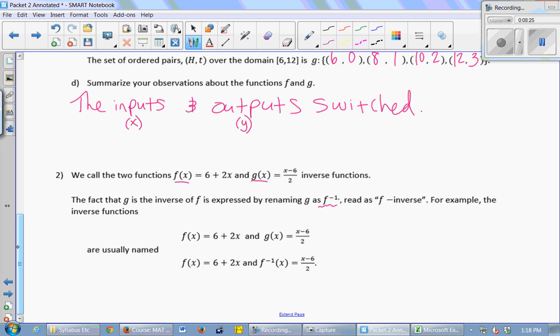So for example, if you have f of x and g of x, 6 plus 2x and x minus 6 over 2, we just saw that those things undo each other. So we could rename g with that f to the -1 of x. Rename it f inverse of x.